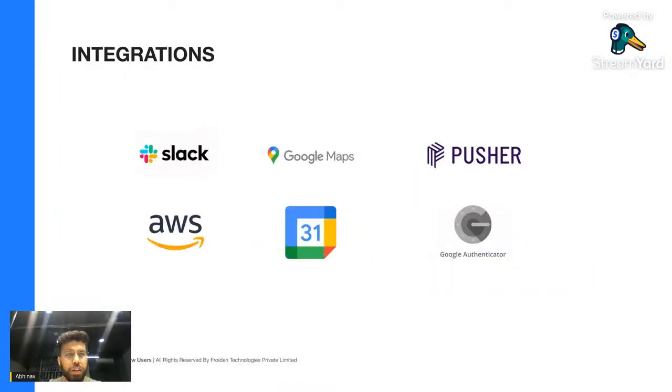Then coming to the integrations, we have third-party integrations for Slack, Google Maps, Pusher, AWS, Google Calendar, and Google Authenticator. Slack is used for the notifications. If you want to send notifications directly to your employees, then you can configure Slack with the Worksuite. Google Maps is used to view the attendance.